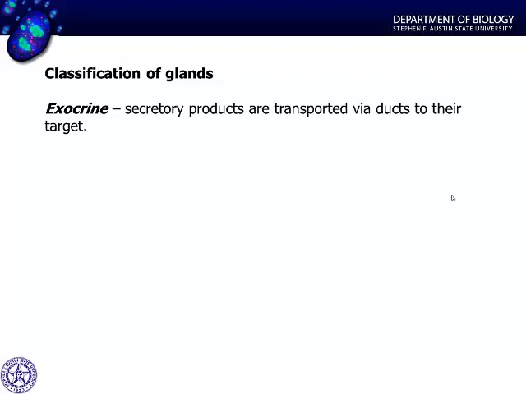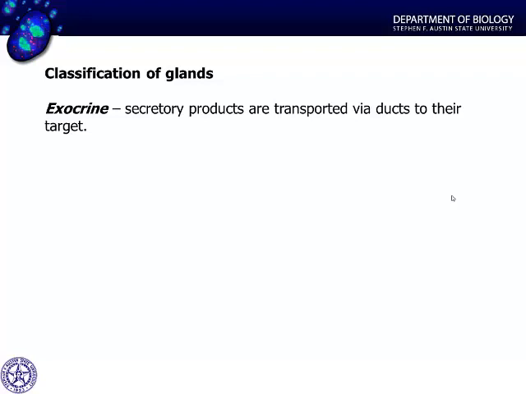Now, our classification of glands. First, we're going to start off with this terminology, exocrine. A lot of times we think of exocrine as the opposite of endocrine, and in some respects it is. Exocrine is different in that we don't rely on blood vessels to transport our cytokine. We're going to produce ducts and have a ductal system that will specifically deliver material to the target.